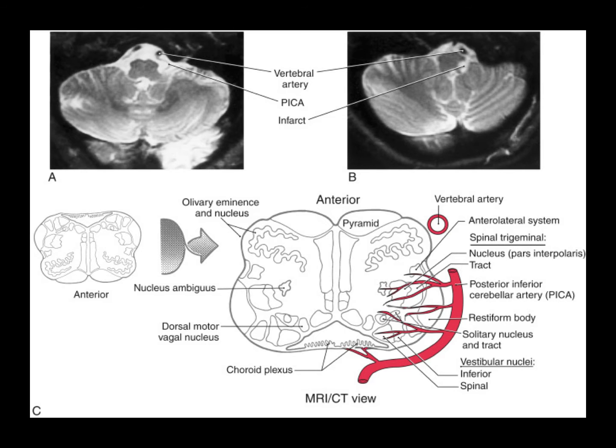So as you can see here, this is a very subtle stroke. On the left is a normal appearing brainstem and cerebellum. On the right, you can see the small infarct. And then on the bottom here, you can see what the anatomical view of that looks like and what's been infarcted on a more magnified level. So you can see the PICA wrapping around, and then all of the affected nuclei and tracts.